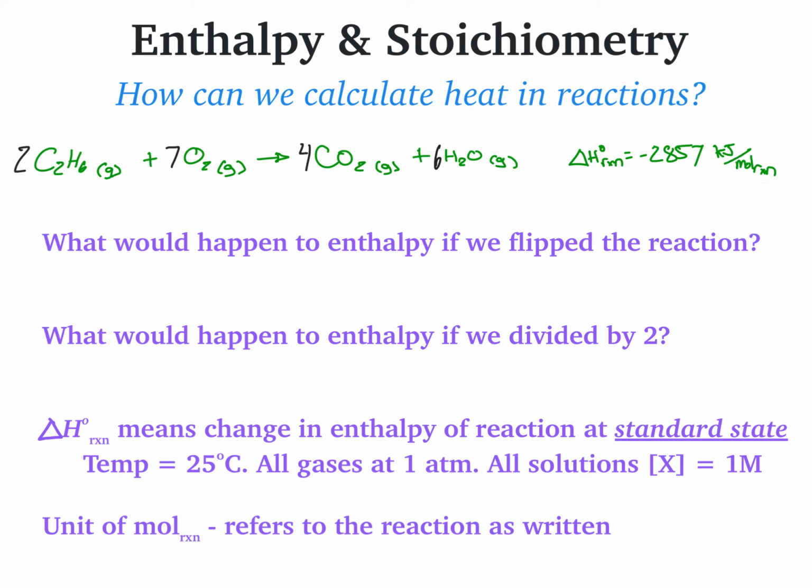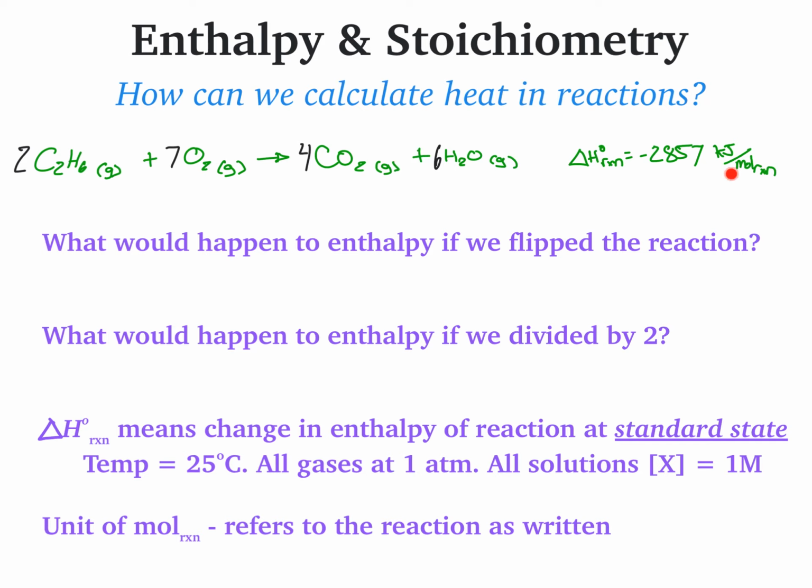Now I want to talk about a couple different things here. Number one, this little circle up here means standard. Oftentimes in chemistry, we have standard conditions for things. This is not the same thing as standard temperature and pressure. This is called the standard state, in which the temperature is 25 degrees Celsius, and if there are gases, we assume all of them are at 1 atmosphere, and all solutions are 1 molar as well.